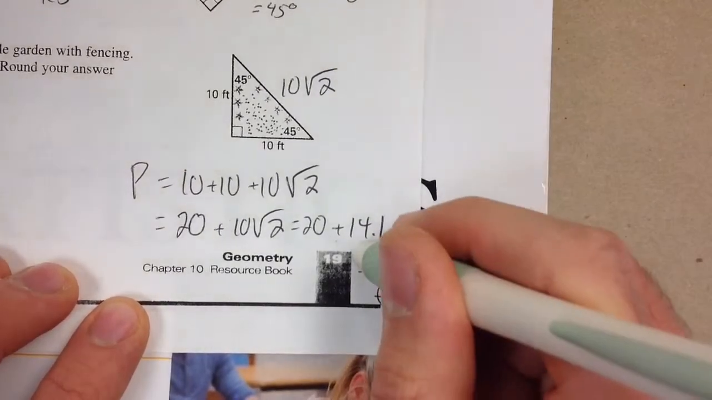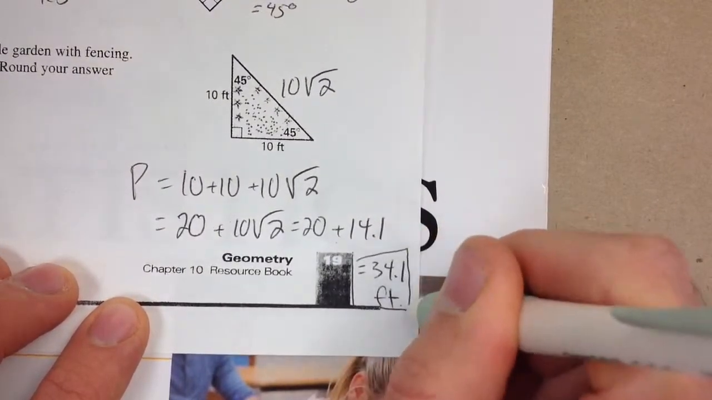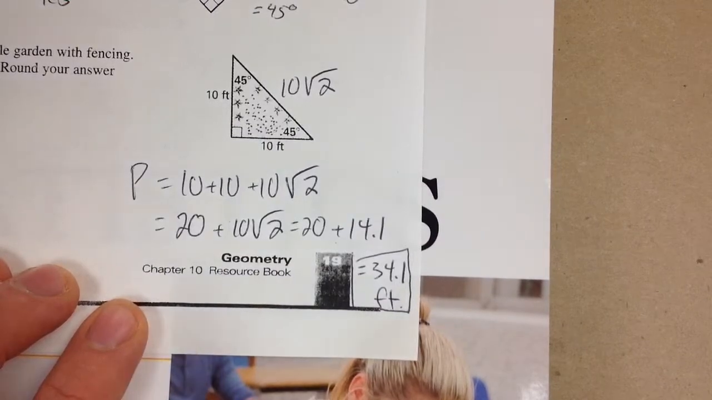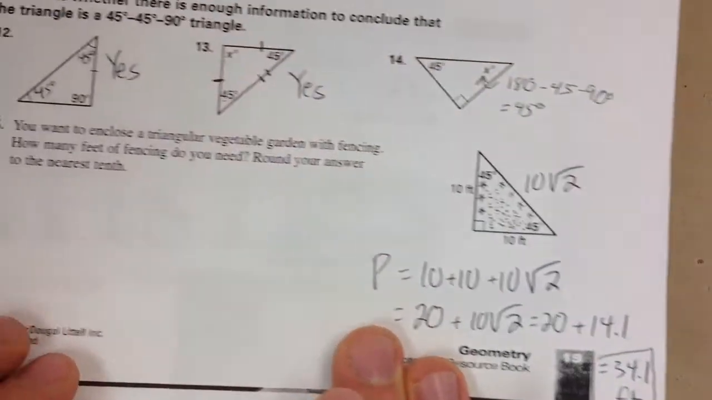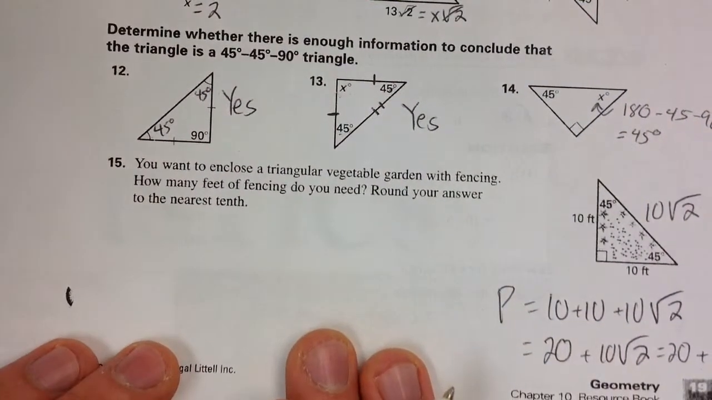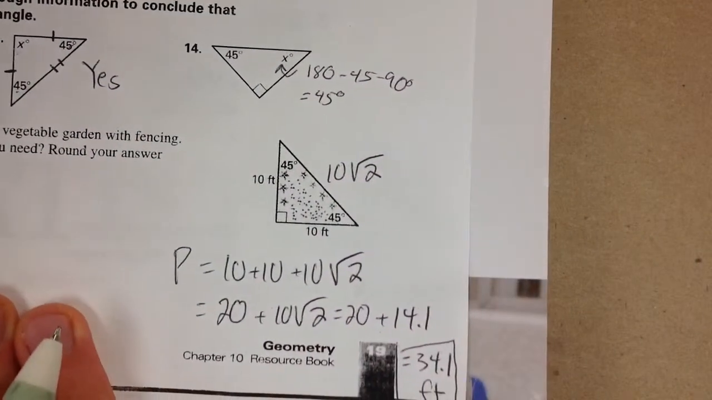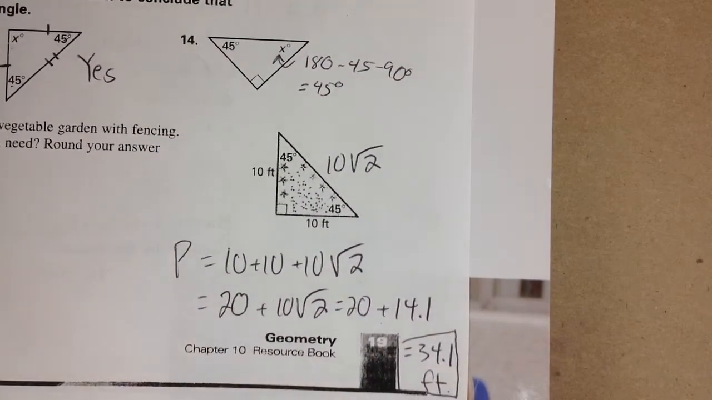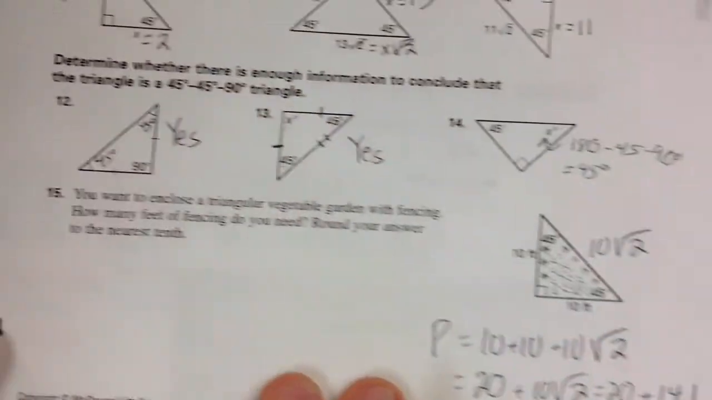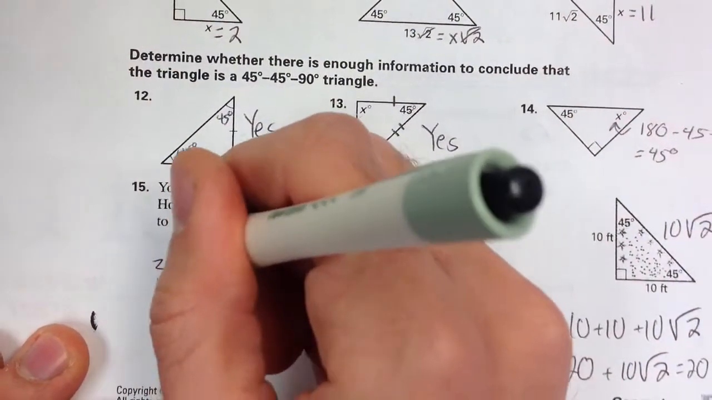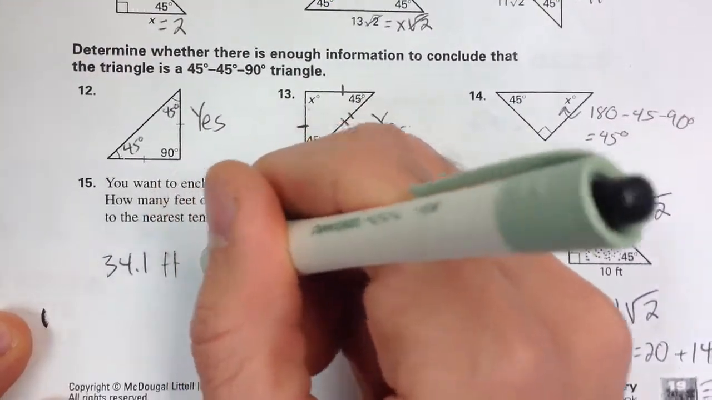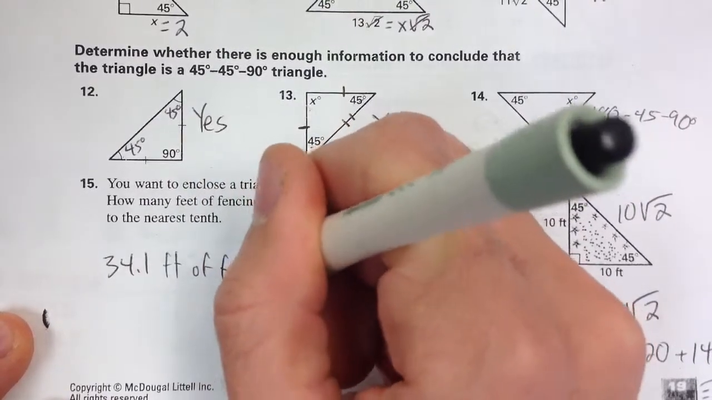Yes, Gabe. Could you also do this by using the Pythagorean theorem? Yes, you could. It would work the same. The square root of 200 is 10 root 2. Correct. Yep. 34.1 feet of fencing are needed.